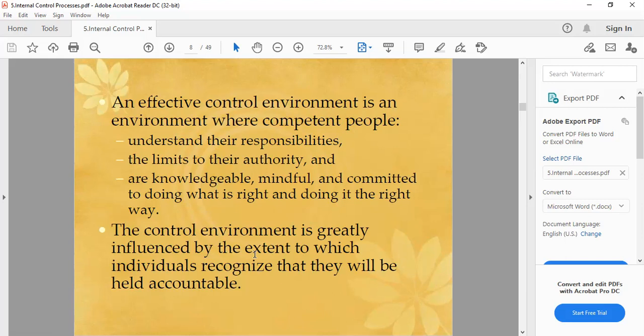The control environment is greatly influenced by the extent to which individuals recognize that they will be held accountable. This is very true. For example, if employees know that if they commit a particular action, they will have some consequences, let's say a warning or suspension and so on, then the environment with respect to controls would be dictated and influenced by such.